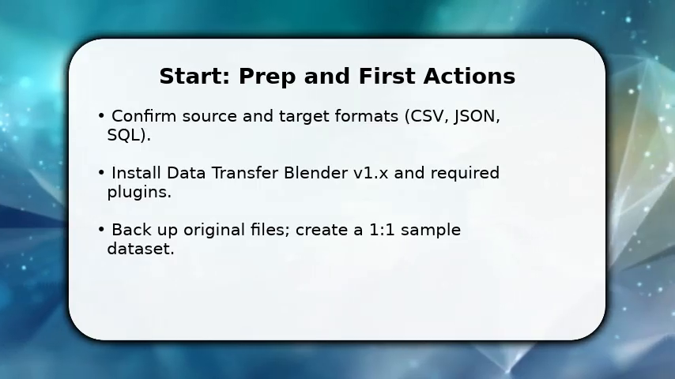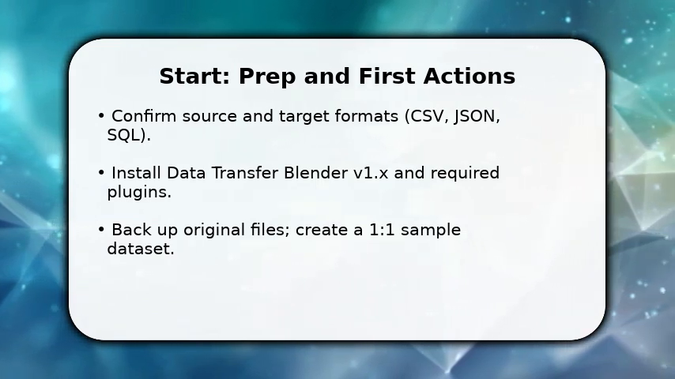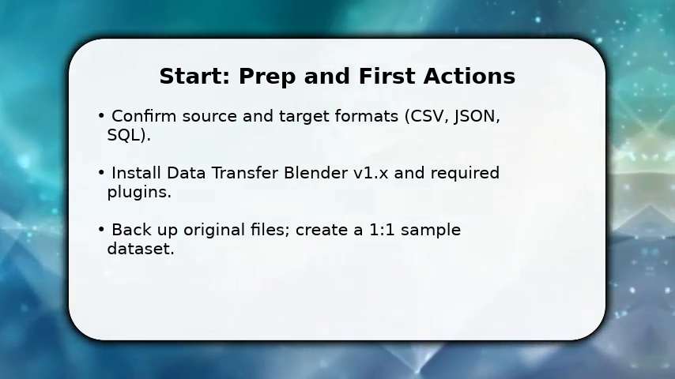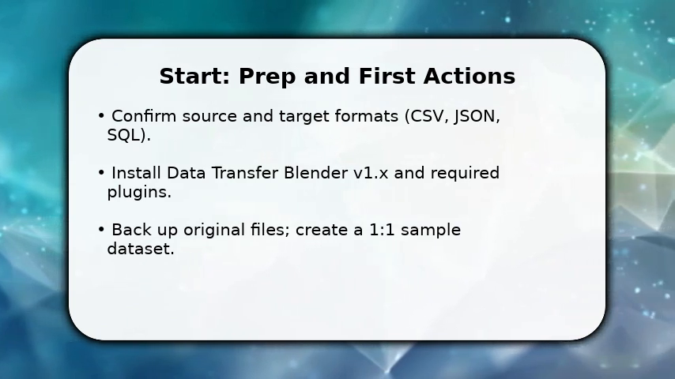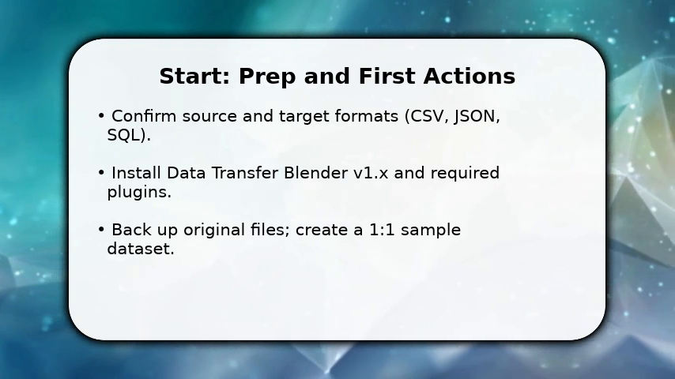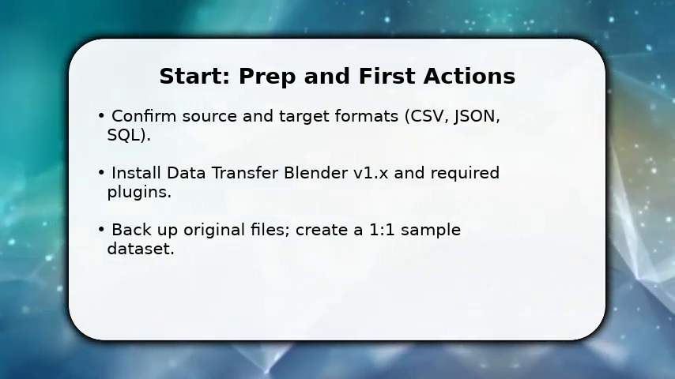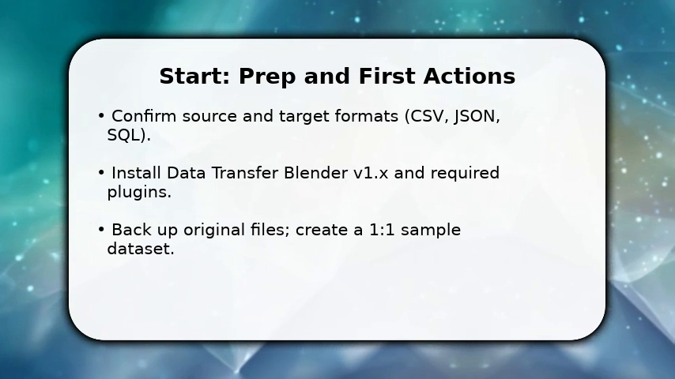You begin by choosing source and target formats and why that matters. Mismatched schemas break transforms. Once installed, open Data Transfer Blender and load a small sample dataset to test mappings. Map primary keys first, then pick the fields you need. This avoids clutter. Make sure to enable any required plugins for connectors.